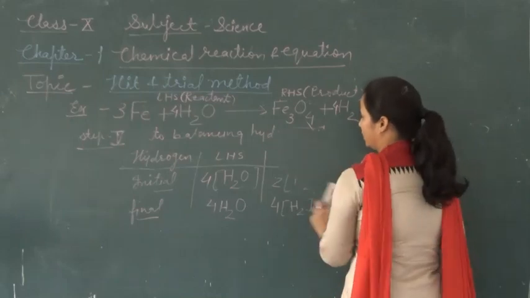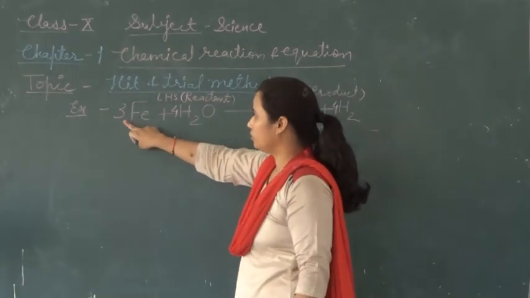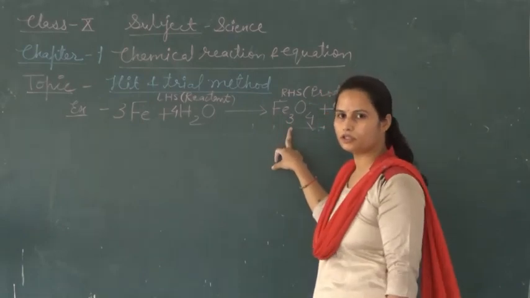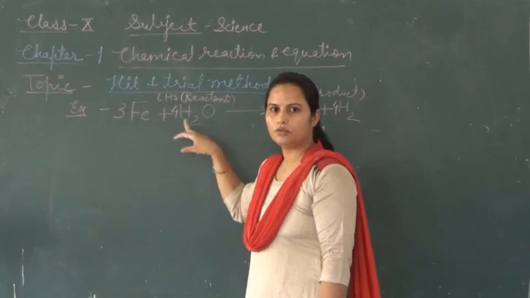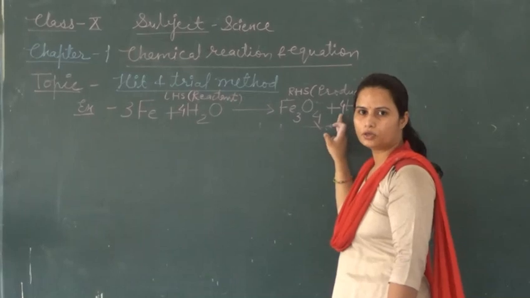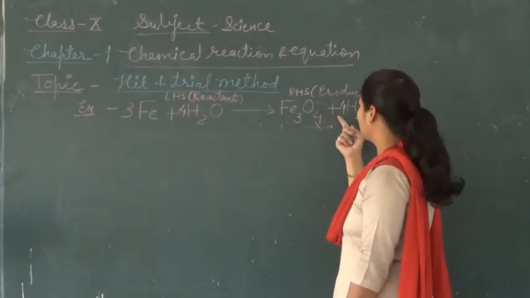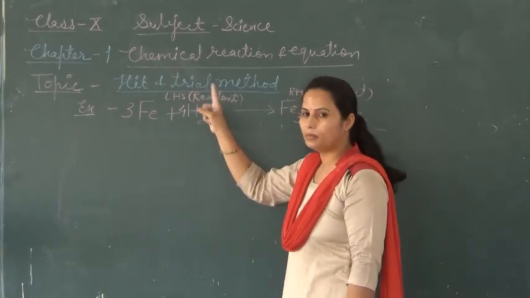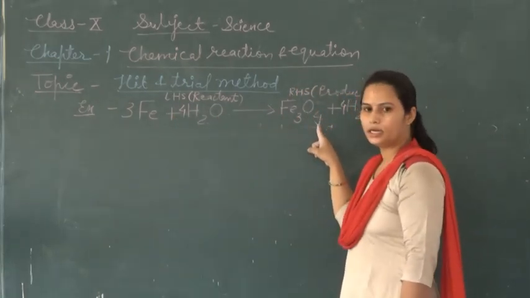Now let me check both sides, the left hand side and right hand side. The number of iron atoms is 3 at the left hand side, and on the right hand side Fe3 is balanced. Hydrogen: 4 2s are 8 at the left hand side and the right hand side is also 8. Now oxygen: the number of oxygen atoms at the left hand side is 4, and at the right hand side the number of oxygen atoms is 4.